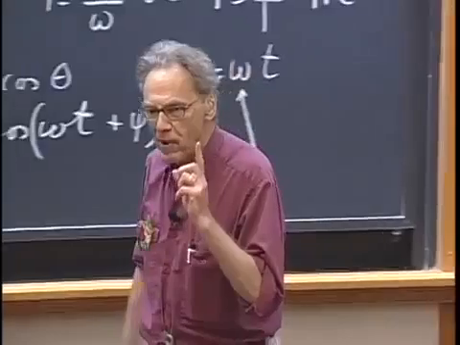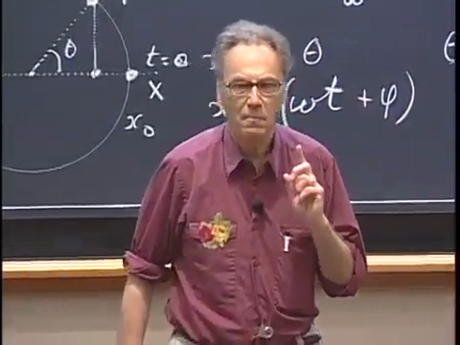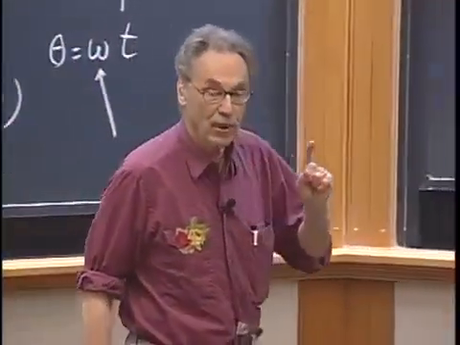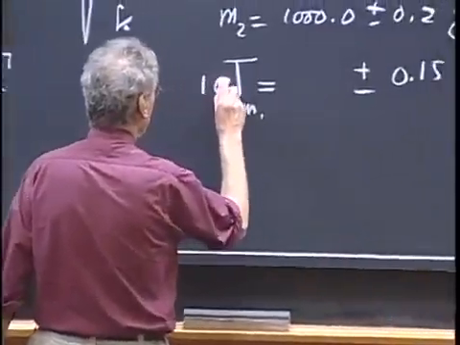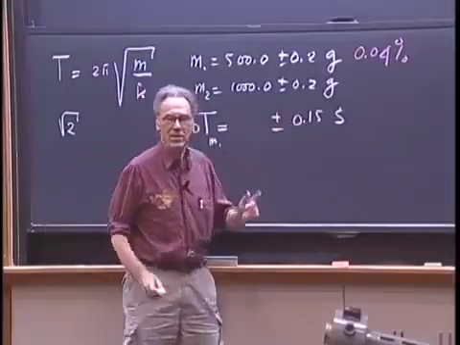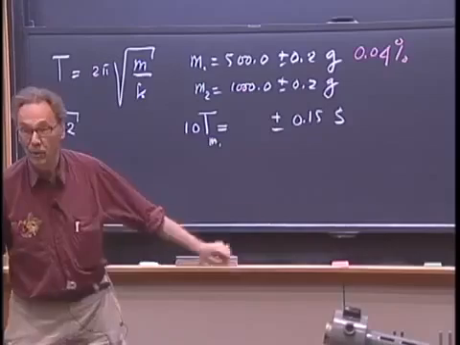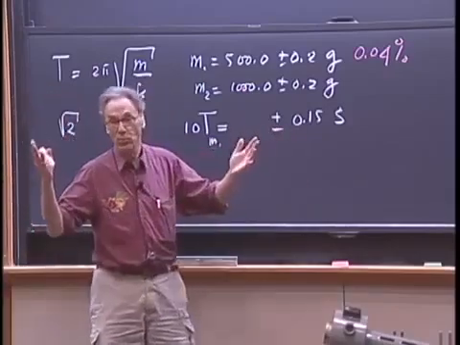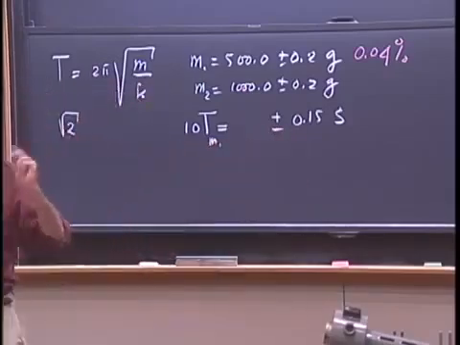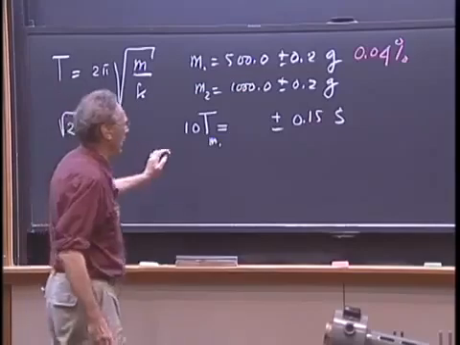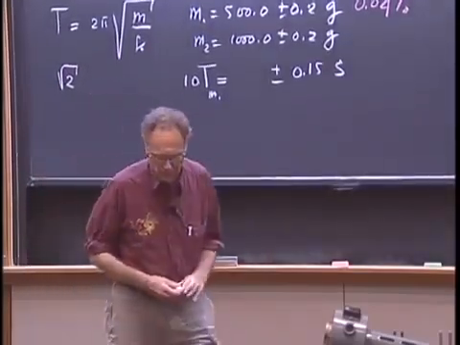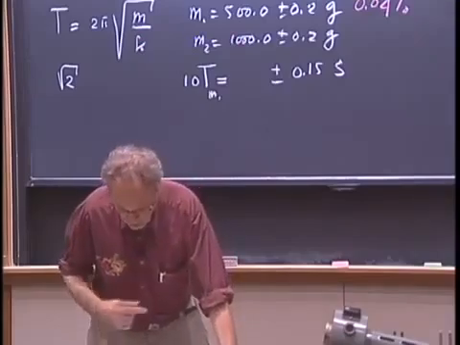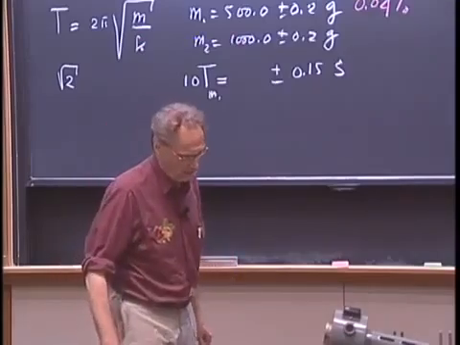However, I can get a very accurate measurement for the period if I make 10 oscillations. Because if I make 10 oscillations, the error in the period goes down by a factor of 10. Because the 0.15 is 0.15. That's not going to change. So I'm going to oscillate it 10 times. And then we're going to make a prediction about what we should measure for the higher mass.